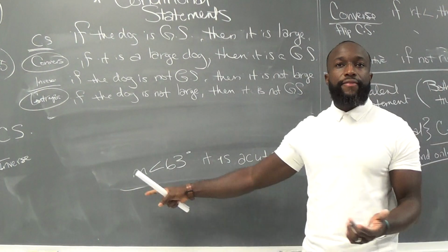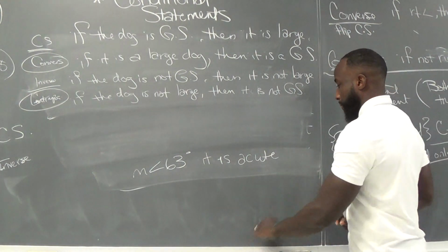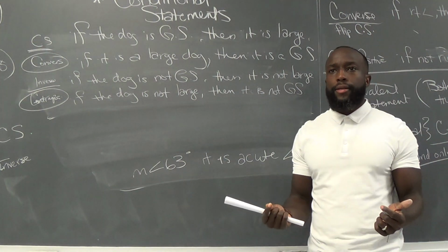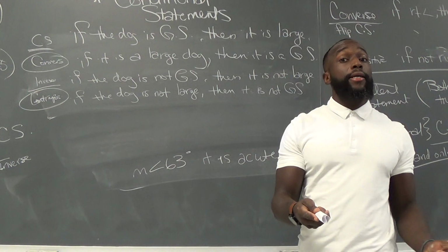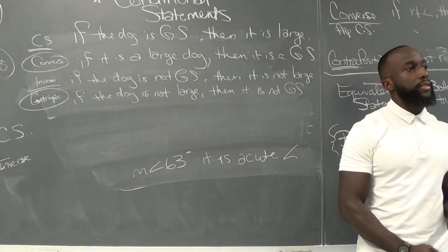If the measure of the angle is 63 degrees, then it's an acute angle, right? Is that true? What's the definition? An acute angle is less than 90 degrees, but greater than 0. Good. Give me a converse to that.